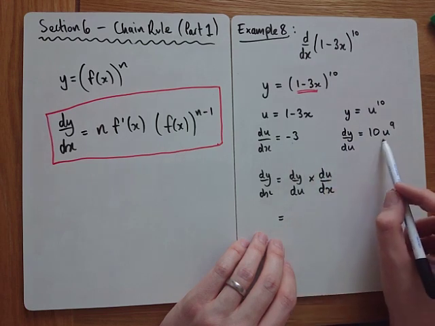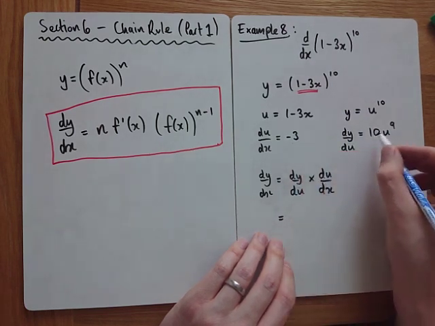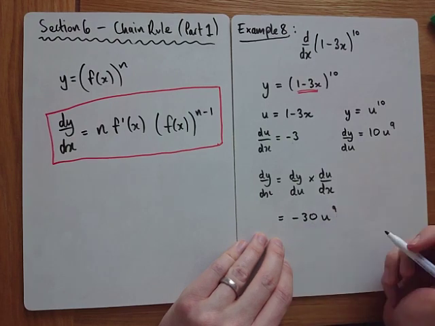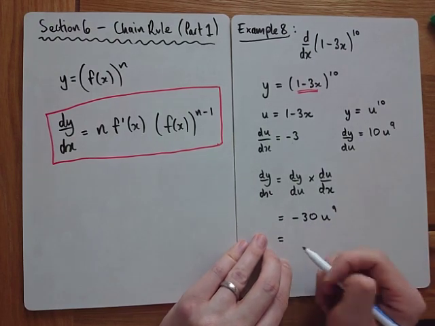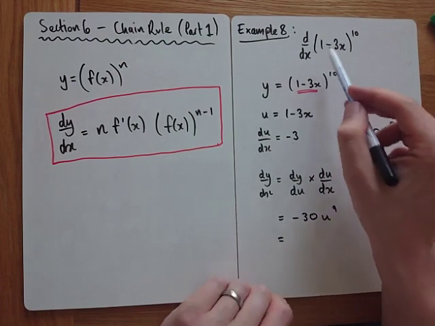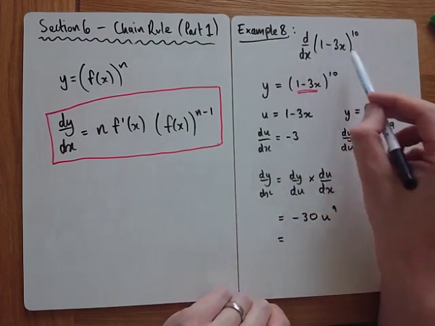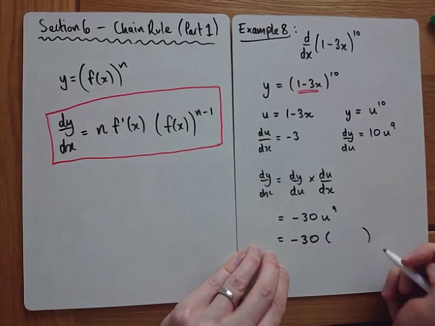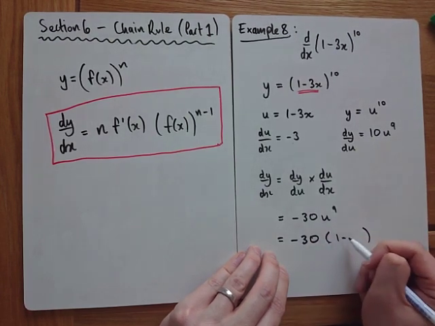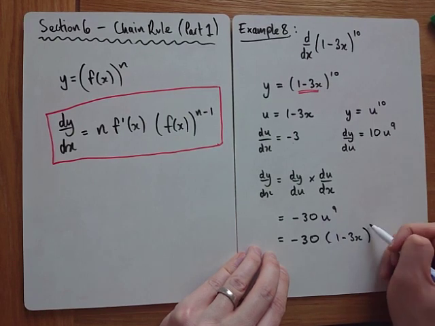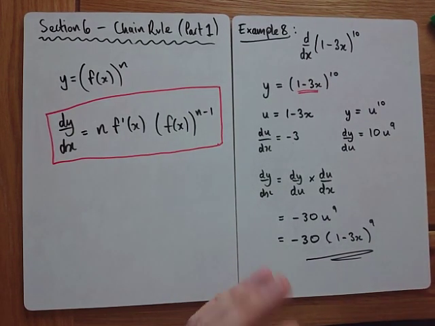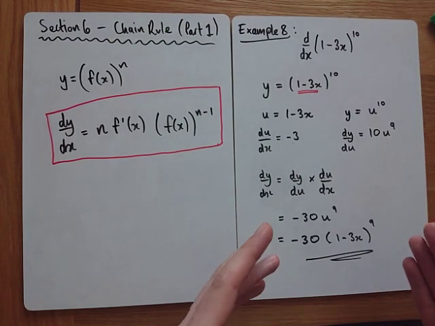If I multiply these two together, I get minus 3 times 10, which is minus 30 u to the power 9. But don't forget, u was just something that we introduced. There was no u in the question originally, so the final step is to replace u, which is 1 minus 3x, to the power 9. Okay, and that's actually using the chain rule, that's what it would look like.